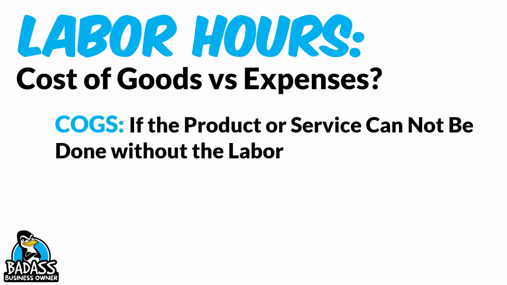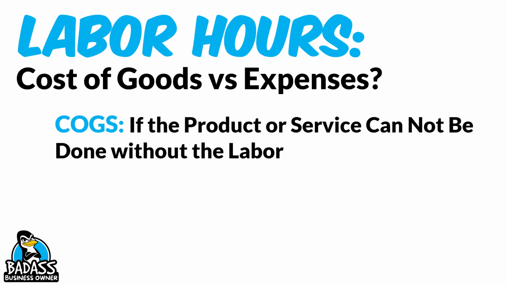Your cost of goods section is going to have the labor if the product or service cannot be done without the labor. So for example, if I buy a bicycle and I turn around and resell it, I'm only going to have the bicycle part itself. I'm not going to have labor because nobody had to put that bike together. But if I buy the parts to the bike and I have to have labor to assemble the bike, then yes, it's going to be included in cost of goods. So the labor would be included.